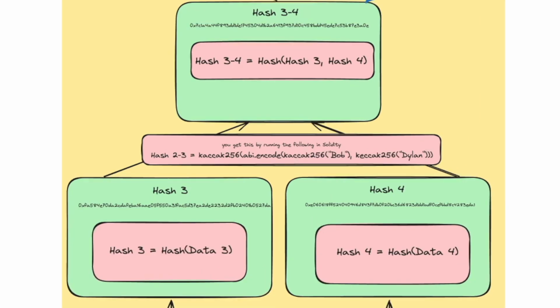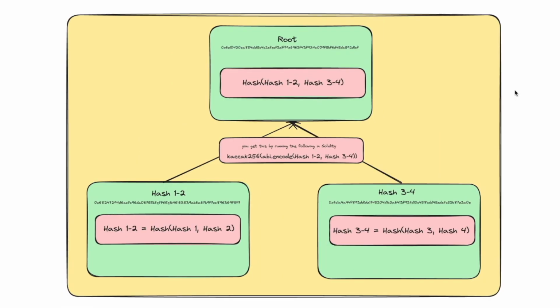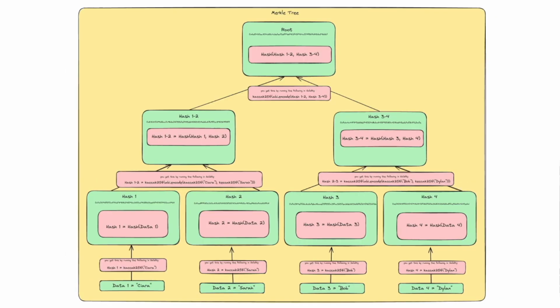We would then do that again with hash 3 and hash 4 to produce hash 3,4 in the same way. Finally, we hash together those two intermediate nodes. So we hash together hash 1,2 with hash 3,4 to produce a root hash. And again, we do this by, in Solidity, ABI encoding together hash 1,2 and hash 3,4, and then hashing that using keccak256. And this produces a root hash such as 0x6E10... for my list of names. Putting this together, we produce the following Merkle tree.